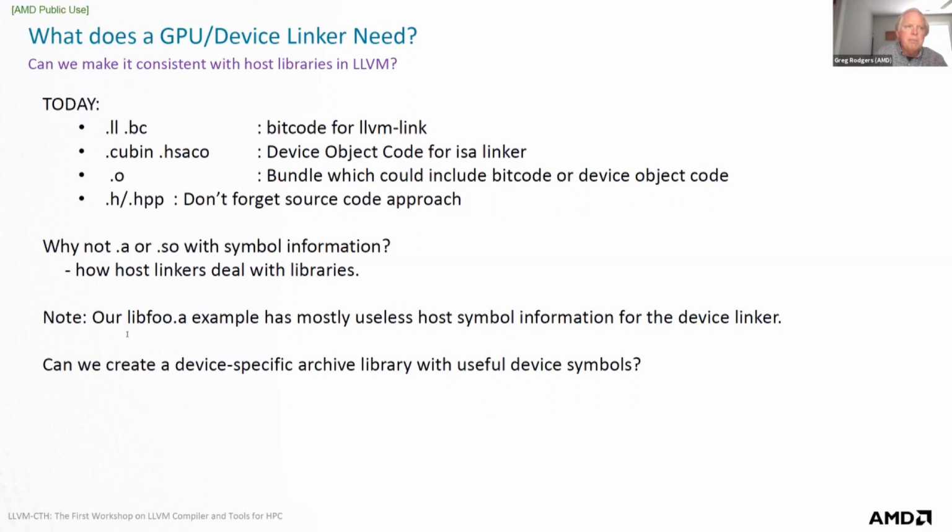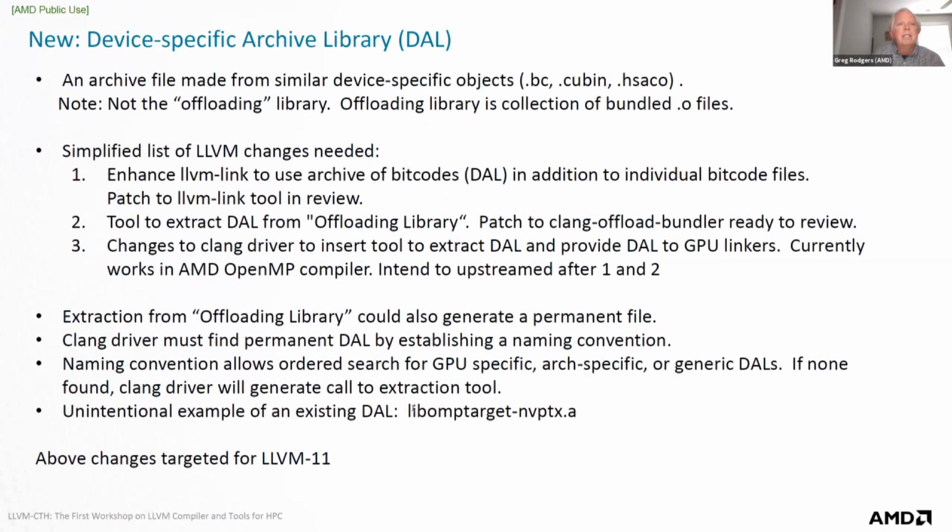So in our example, the libfoo.a actually has, from the perspective of the device linker, mostly useless host symbol information, okay? The question is, can we create a device-specific archive library with useful device symbols? So this is really picking up in speed here. Feel free to stop and ask a question.